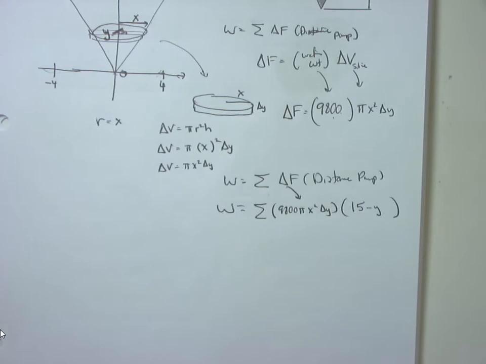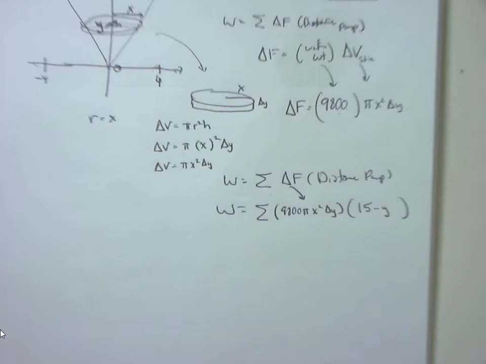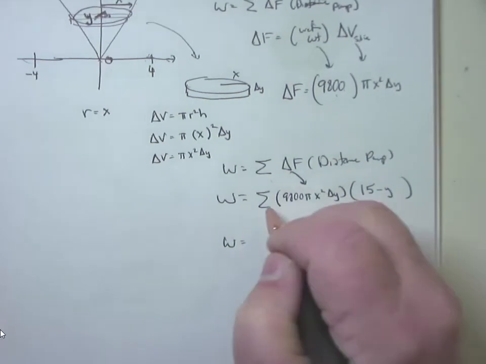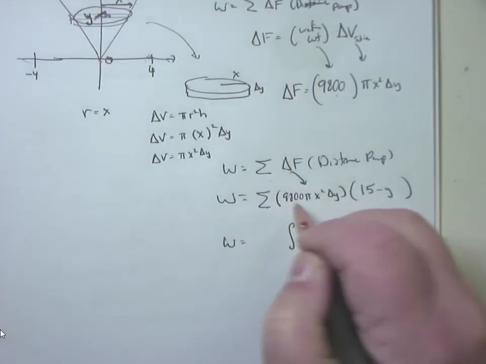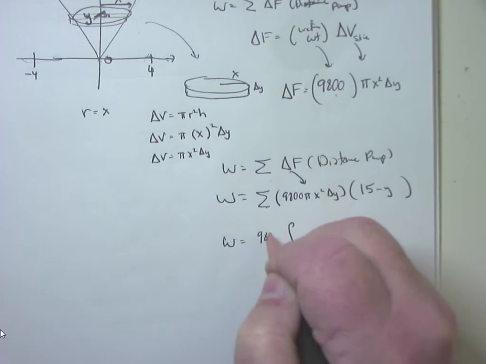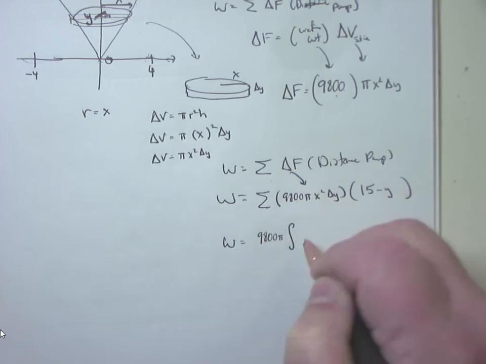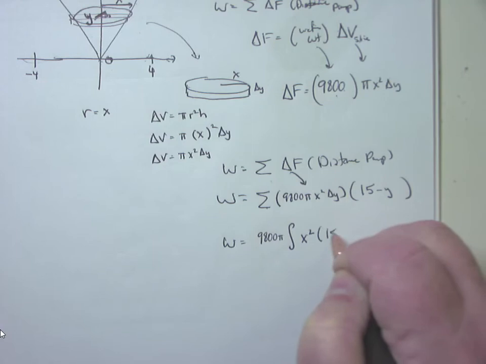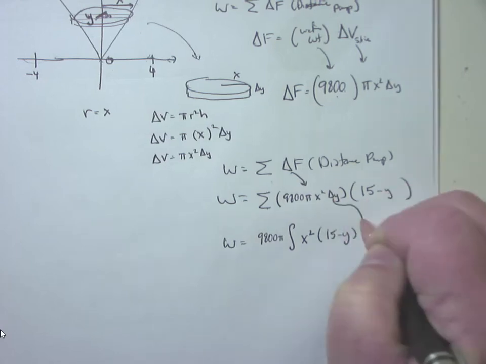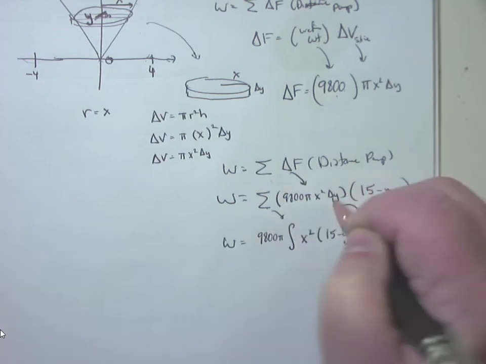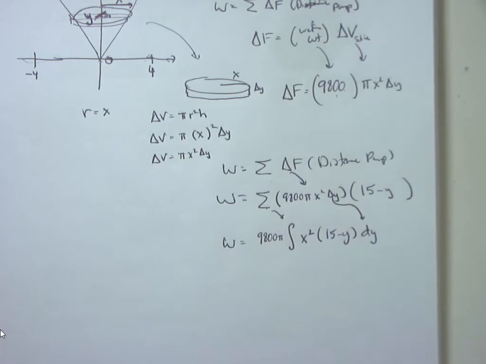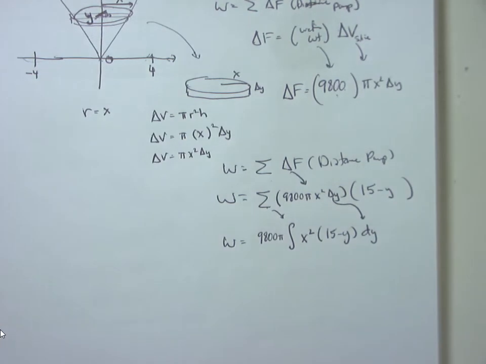Now, converting this summation into integral calculus. Work is equal to the summation turning into an integral. The 9,800 pi is a constant, so I like to stick those out front. Then x squared times 15 minus y, and the dy always shows up in the back, delta y always shows up in the back as dy.